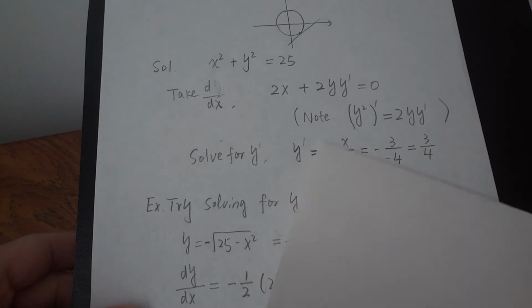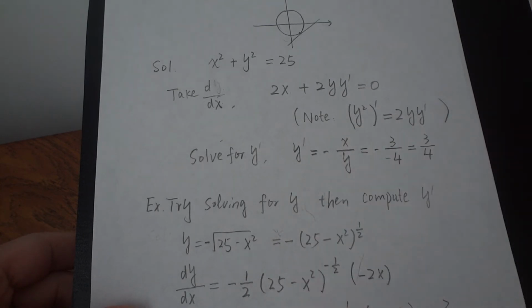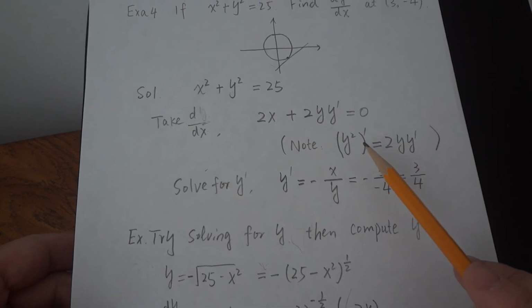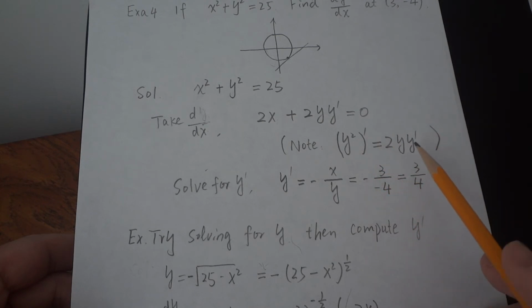This is a rather simple example. I do encourage you to practice more complicated examples. And in all those examples, you should remember the basic rule: when you have something involving y, you need to use the chain rule. For example, the derivative of y squared should be 2y times y prime, rather than simply 2y.